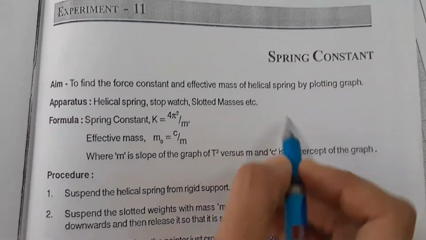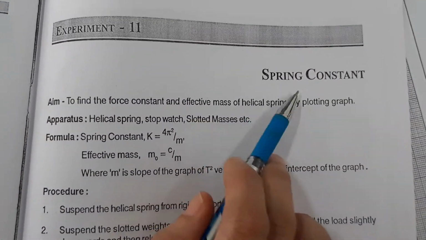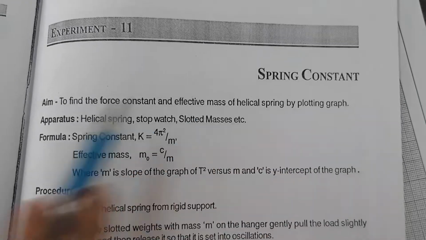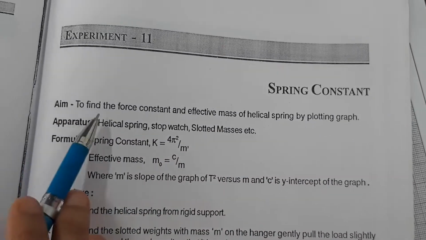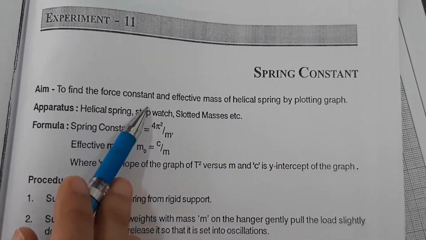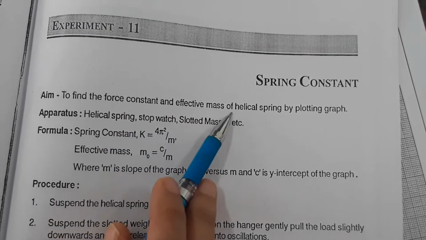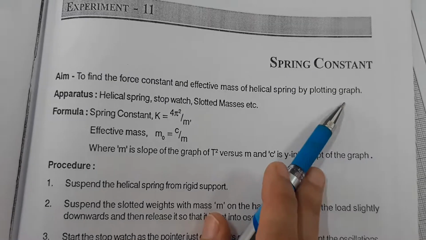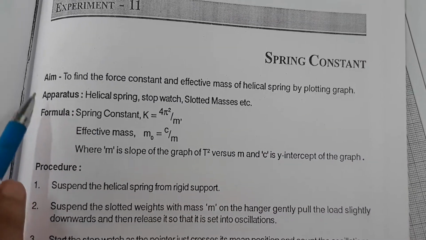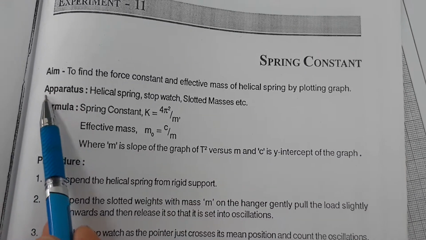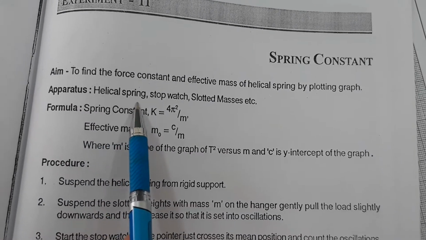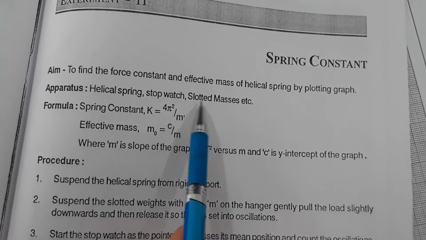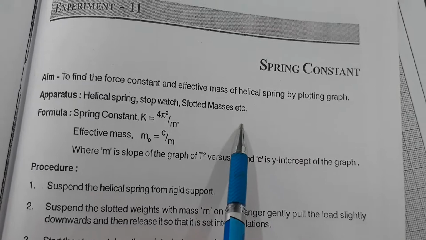Good morning everyone. Today we are going to learn about spring constant, and the aim of this experiment is to find the force constant and effective mass of helical spring by plotting graph. So the apparatus which we need to describe this experiment are helical spring, stopwatch, slotted masses, etc.